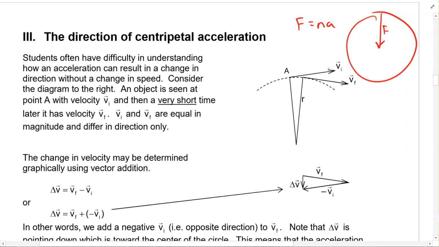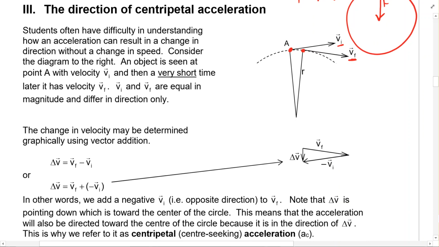So if you think about this example, we've got VI, let's say at this point, goes off in that direction, and VF at this short time period afterward goes off in that direction. Well, they're only different by their direction, right? They're exactly the same speed, just a different direction. So if we go down here, the change in velocity, remember velocity means speed and direction, should be final velocity minus initial velocity.